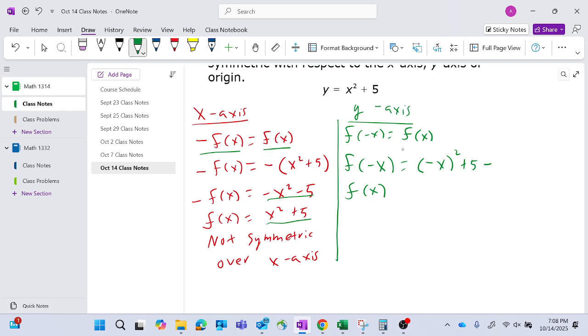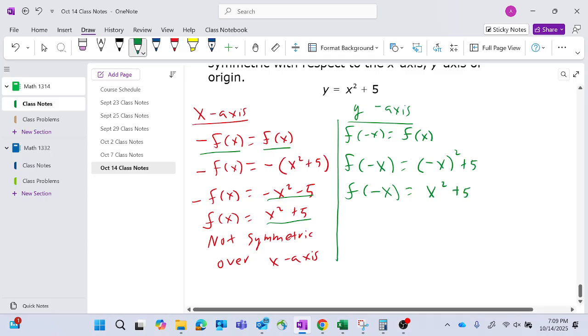I guess we can actually simplify this down first. Negative x squared is just going to be x squared, right? You can distribute the square to both the negative and the x. Negative 1 squared is just 1. X squared is x squared plus 5. So f of negative x is just x squared plus 5. It's normal.